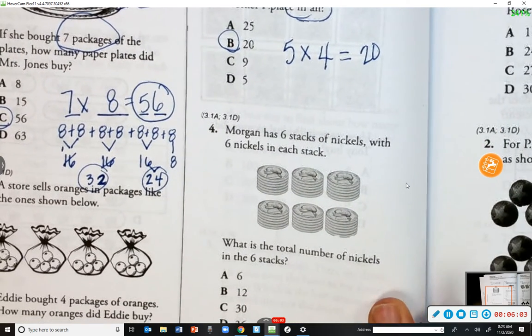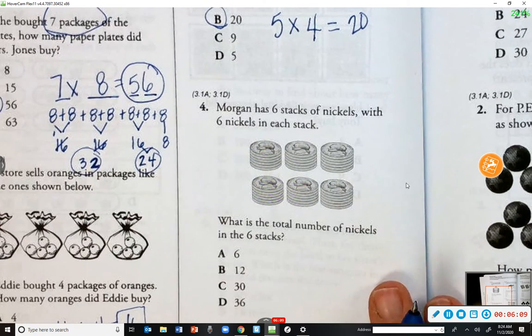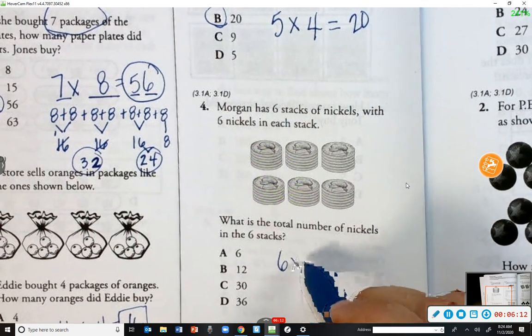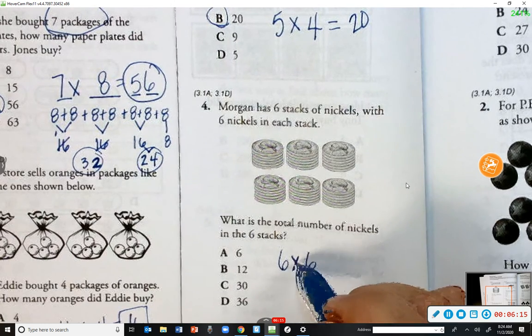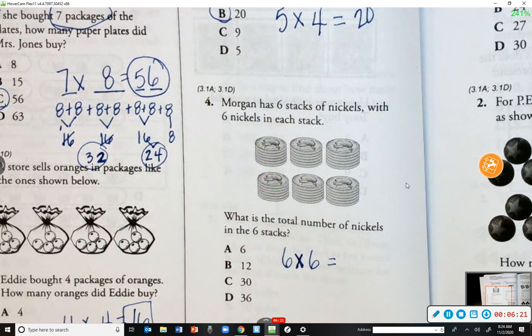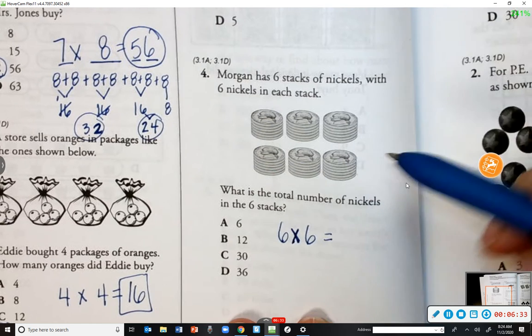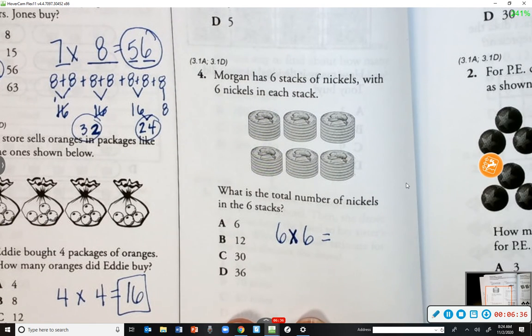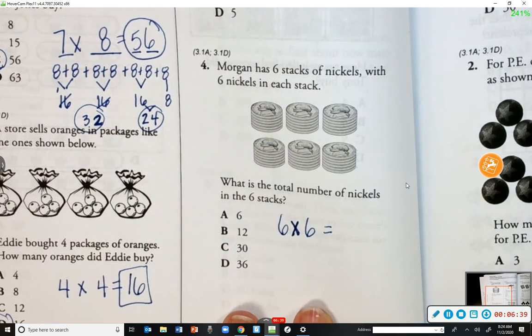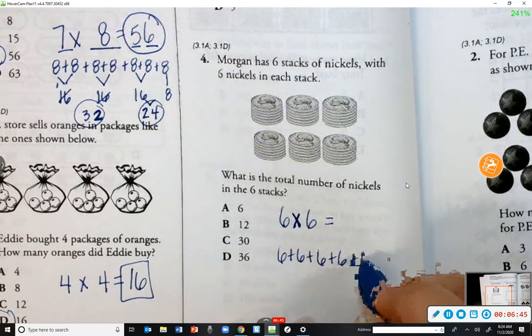Number four. Morgan has six stacks of nickels with six nickels in each stack. What is the total number of nickels in the six stacks? So six groups and six in each group. Okay. Six times six. This is actually kind of a rhyme. 6 times 6 is 36. If you didn't know that, you would have had to sit there and count all of the nickels. Or what else could you do, Evangeline? Add it. So you would add 6 plus 6 plus 6 plus 6 plus 6 plus 6.